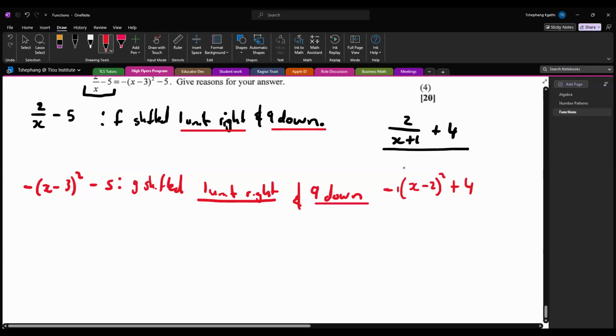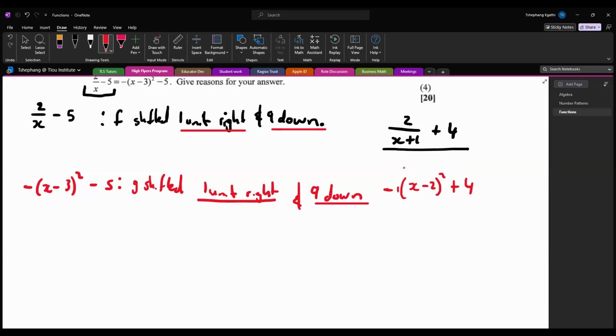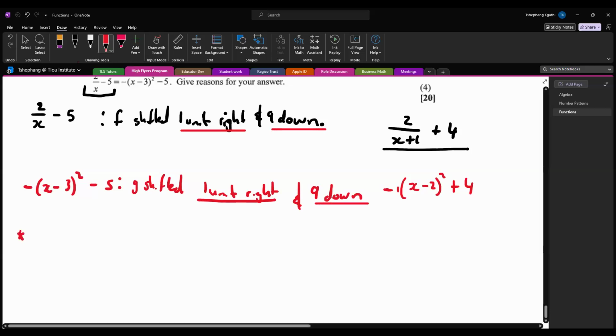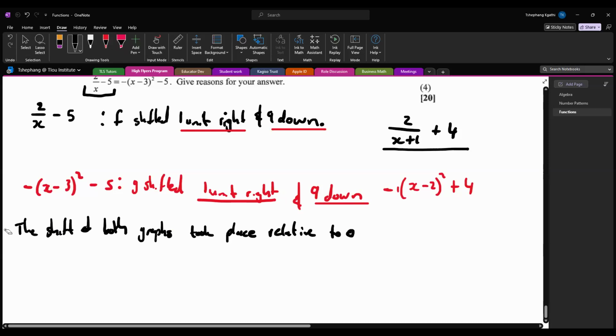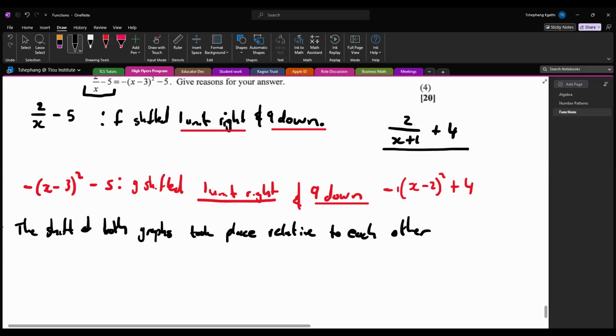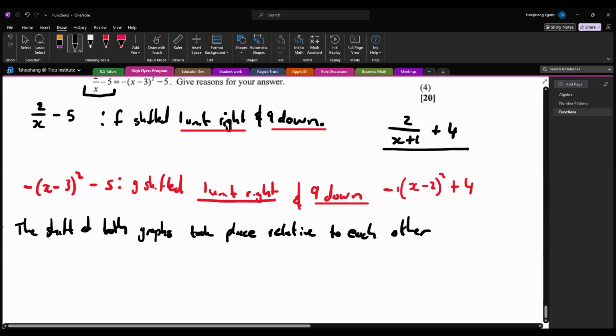We shifted the whole thing down. Now, just going to make a note there. The shift of both graphs took place relative to each other. I'm just explaining that it's 1 unit to the right and 9 down on both graphs.